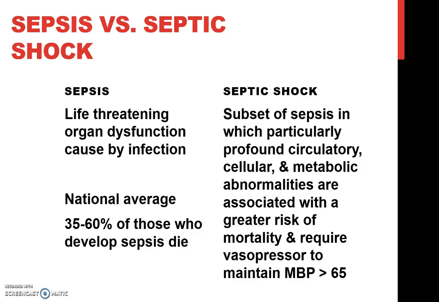So let's talk a little bit about sepsis versus septic shock. You learned about sepsis in 241, life-threatening organ dysfunction caused by infection. And what is the difference between sepsis and septic shock? Well, septic shock is when fluids alone cannot maintain a mean arterial pressure of greater than 65, and you need to have vasopressors to maintain that blood pressure. It also carries with it a greater risk of mortality.